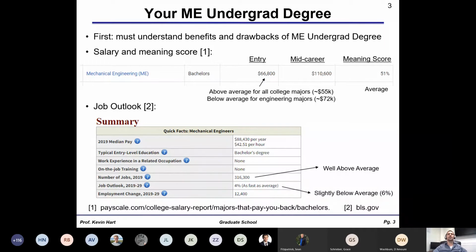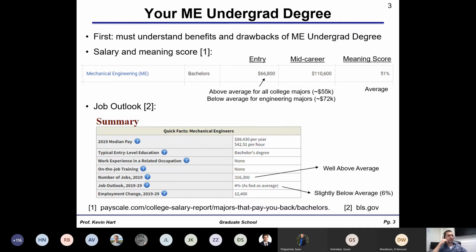Now let's define meaning score. Meaning score is how much you feel that your degree is contributing to society. So if you're a mechanical engineer, your general feeling of the meaning of your degree is about average contribution to society, about average, which is fine.